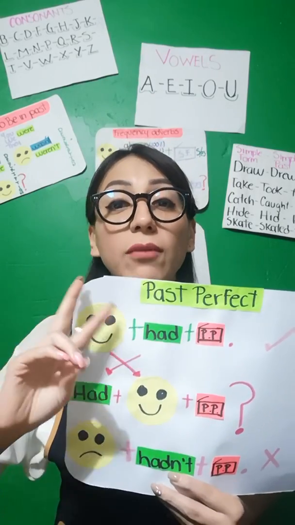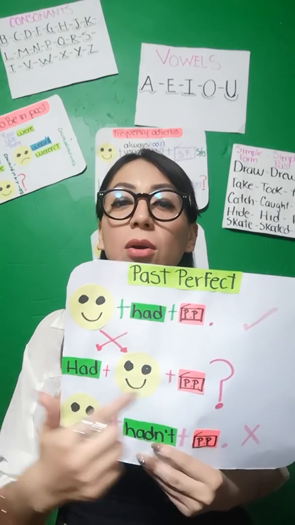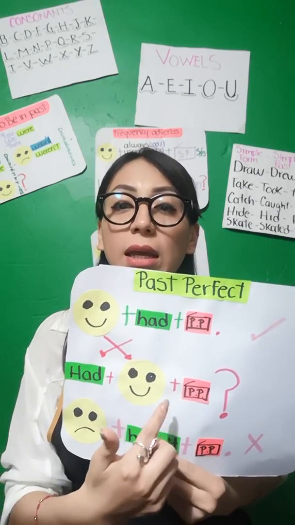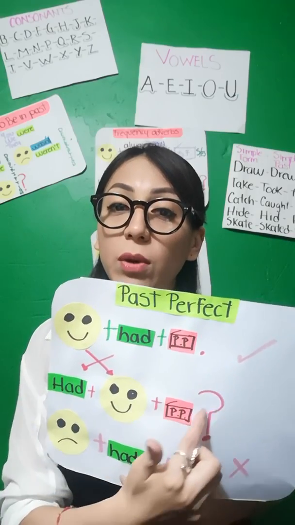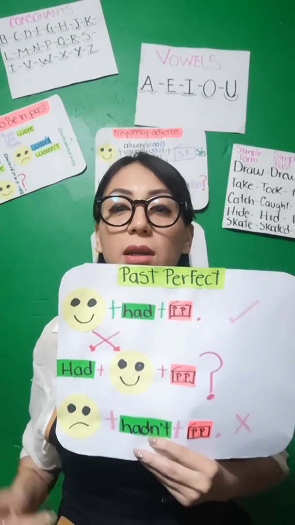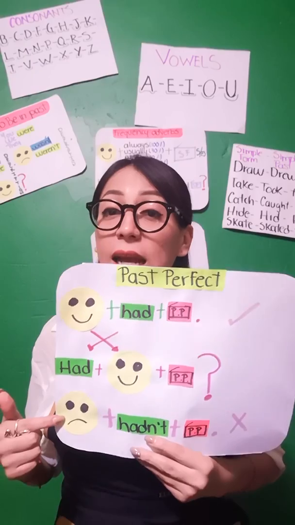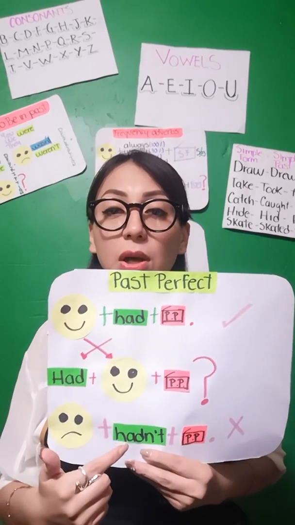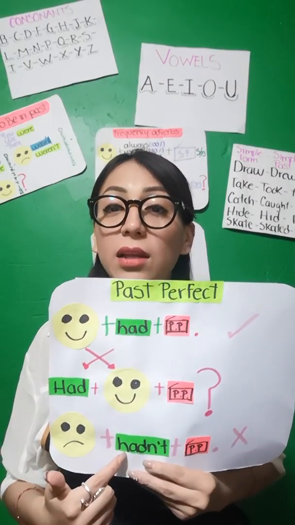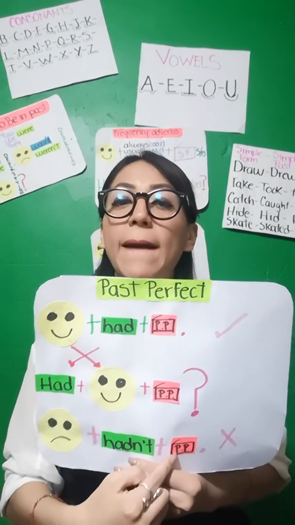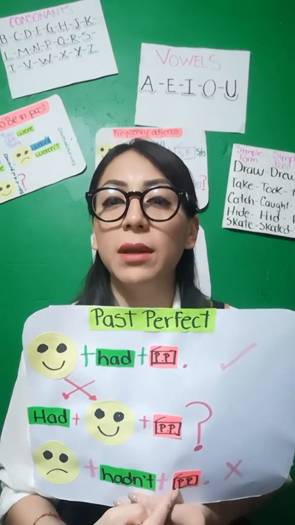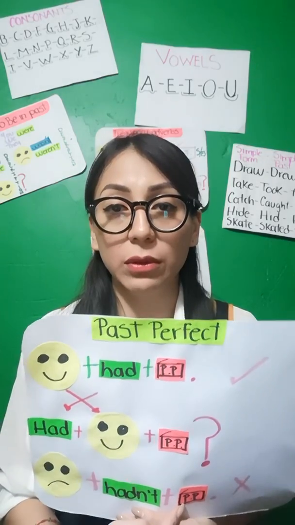In a question, we have to switch, then we have to use auxiliary, then subject, then my verb in PP form, and at the end of my question, a question mark. And then in negative, guys, subject plus my negative auxiliary, hadn't or had not, both cases are correct, and my verb in PP form. Okay, guys?